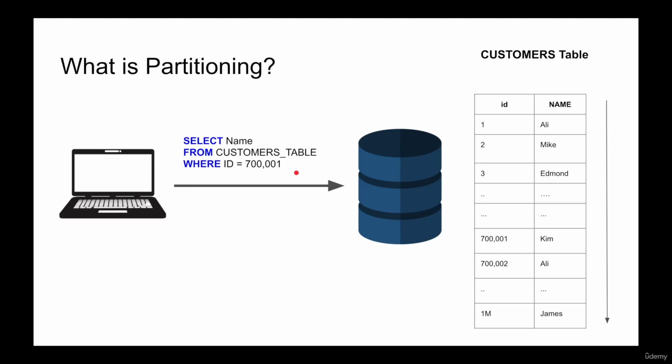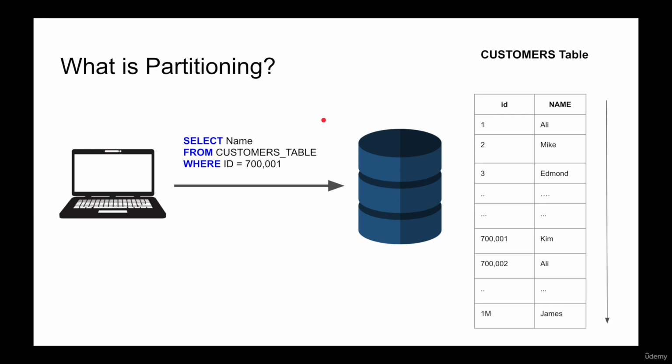All right, so what is partitioning, guys? Let's say we have a beautiful customers table here. This is like, I don't know, 1 million rows. 1 million is not that big, guys, by the way. But if I want to pick the name of a customer with this particular ID, 700,001, you're going to do select name from customers table where ID equals 700,001.